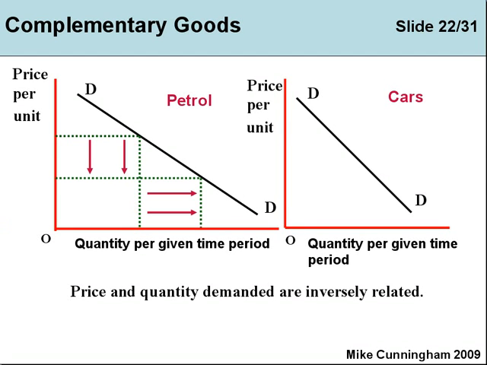Now, as the price of petrol falls, more petrol will be sold. It's cheaper, let's say, to buy petrol. If it's cheaper to buy petrol, then perhaps there will be more cars, because cars will be a more attractive way of travelling. So again, we have the relationship of a complementary good.